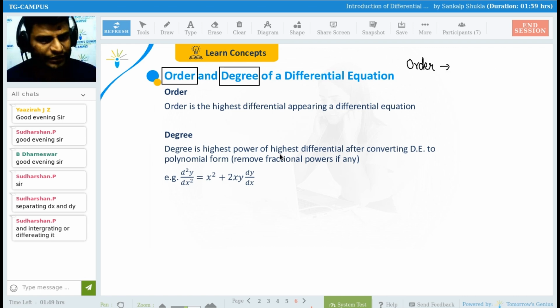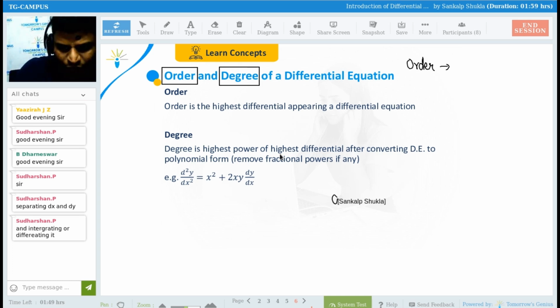As the definition says, order is the highest derivative appearing in a differential equation. That means, you know that in a differential equation, the main variable will always be a differential element, right? So it could be dy by dx, it could be d2y by dx2, it could be d3y by dx cube. So the order of that differential element will be the order of that differential equation.